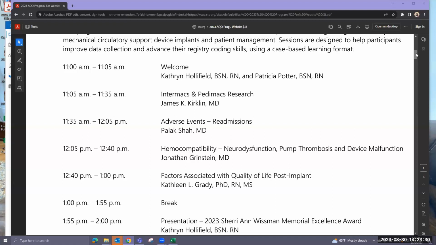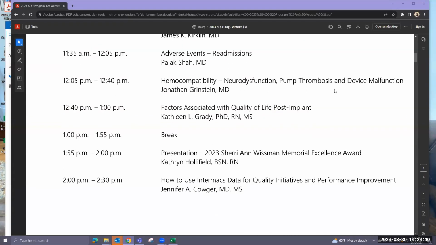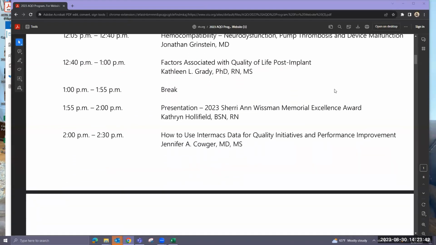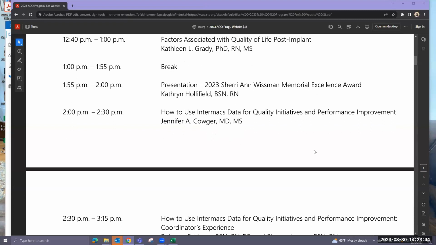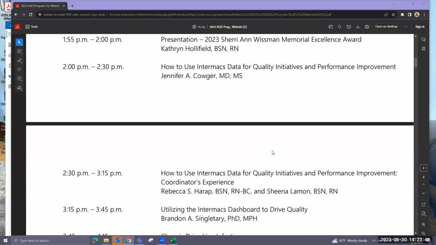And then Dr. Grady is going to talk about quality of life post-implant and the importance of the quality of life forms and collecting the quality of life data at your center. We'll, of course, have a break, and then we'll have an award presented by Catherine. And then Dr. Cowger is going to give a presentation on how to use Intermacs data, quality initiatives, and performance improvement.